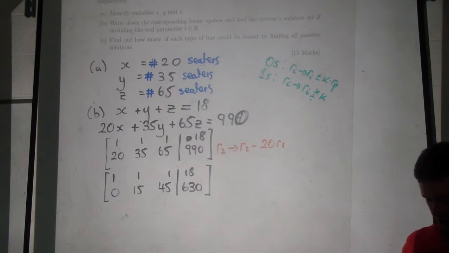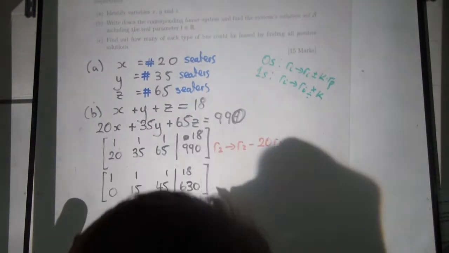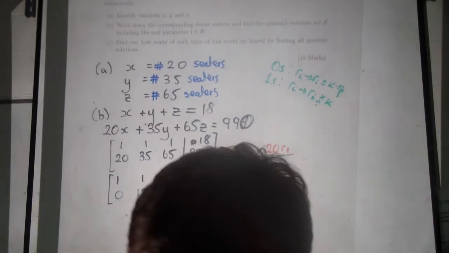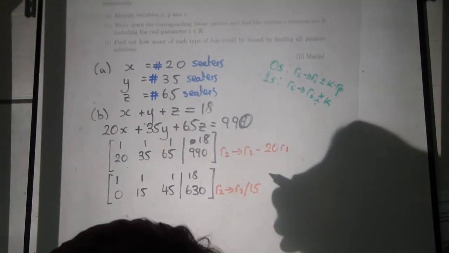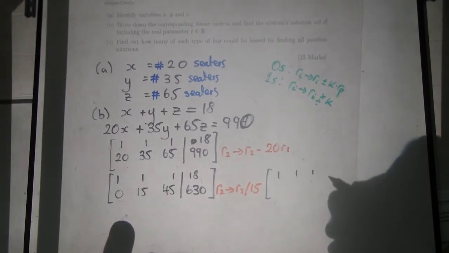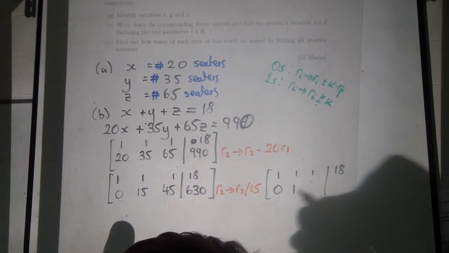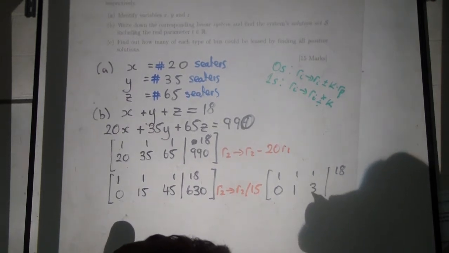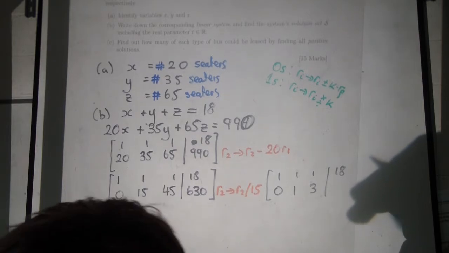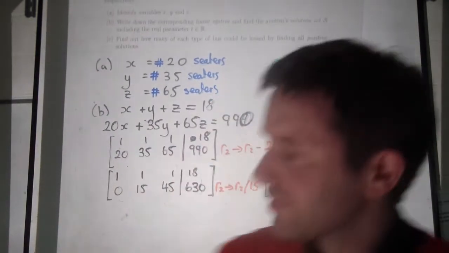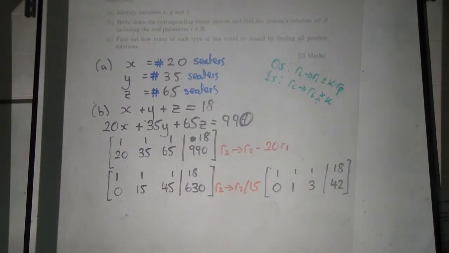So to make this 1, you divide by 15. Row 2 sent to row 2 divided by 15. 1x, 1y, 1z is equal to 18. 0 divided by 15 is 0. 15 divided by 15 is 1. 45 divided by 15 is 3. 630 divided by 15 is 42. Okay, so that's Gauss elimination done because we have our leading ones.